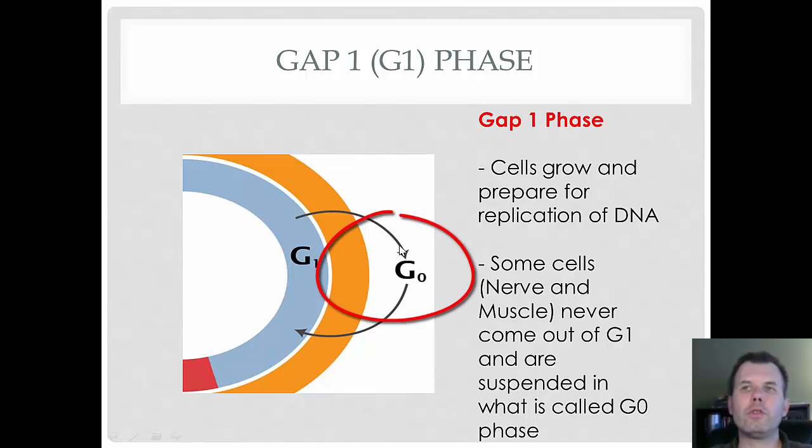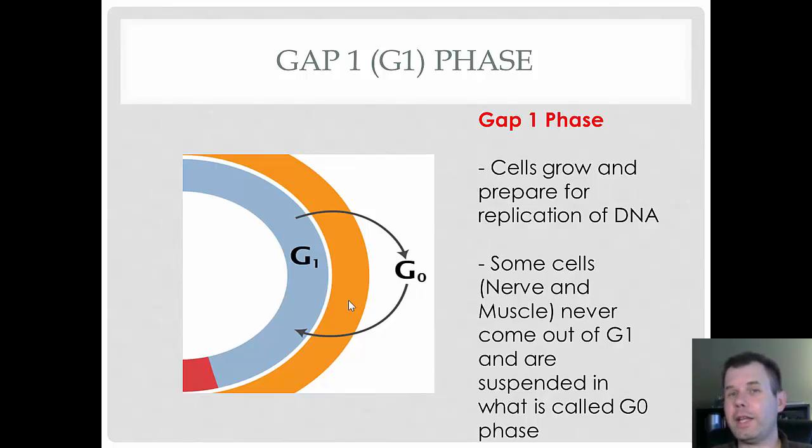However, there's this little G0 phase, which is basically where the cell stops, and it's called suspended animation, where the cell actually enters this phase. Not all cells do it, but there are a couple of cells that do in our bodies, and that is nerve cells and that is muscle cells. And once they enter this phase, they never come out of it.